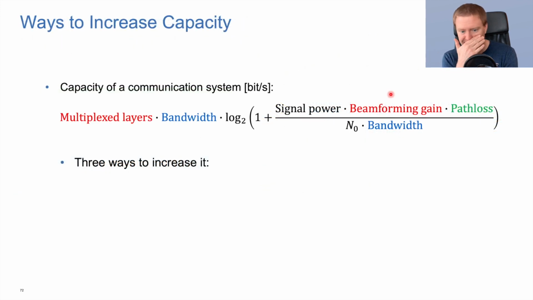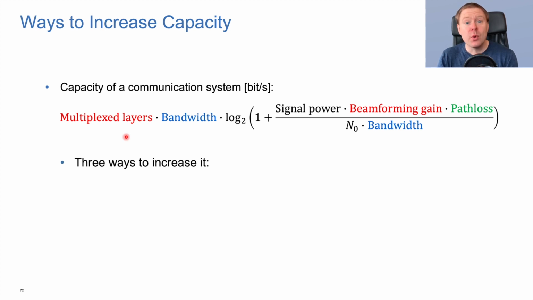So let's go into some details and think in particular about the capacity of a wireless system. So number of bits per second that we can transmit in a certain cell area. We can write it like this. For every data stream, every layer that we're transmitting, we have the bandwidth multiplied with log2 of 1 plus the signal power that we're transmitting, multiplied with the beamforming gain or array gain that we're getting. We have a path loss factor, and then we have the noise power spectral density, and the bandwidth again. And then we should multiply the whole thing with the multiplexing layers that we're having in our system.